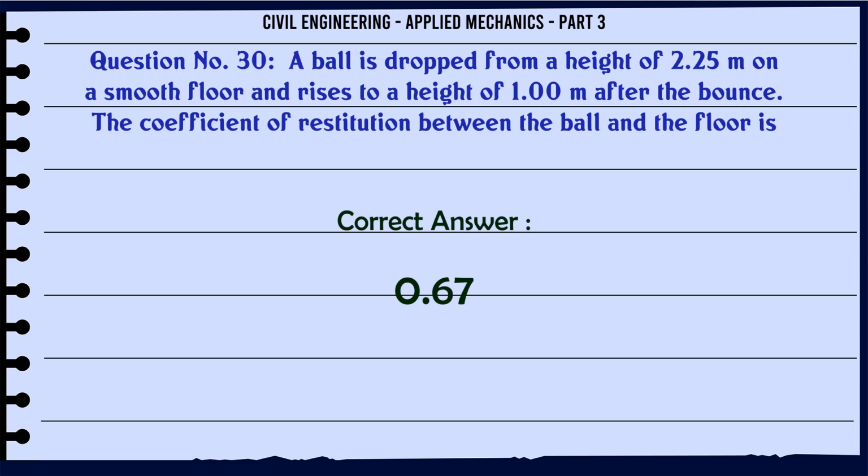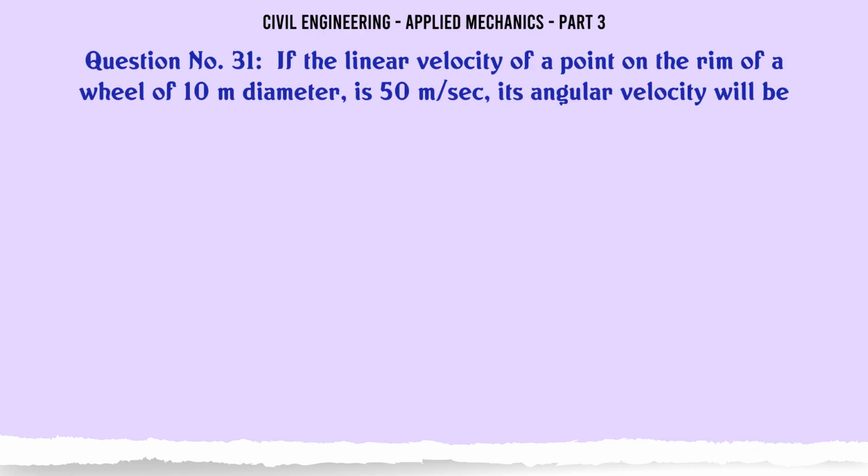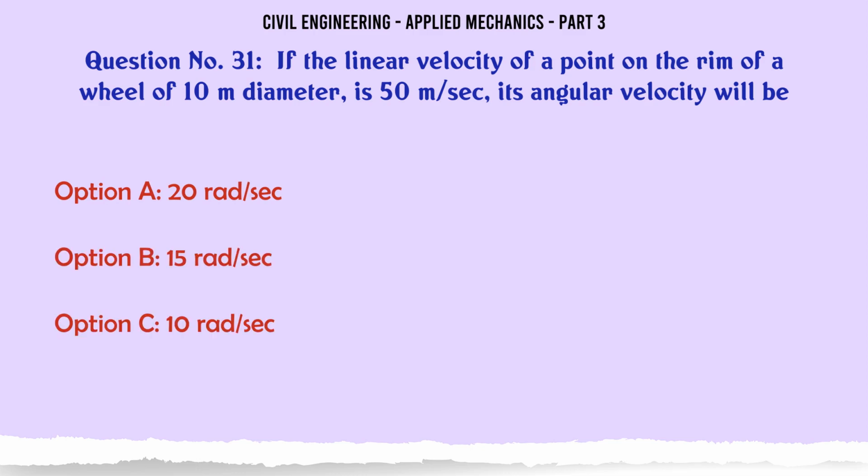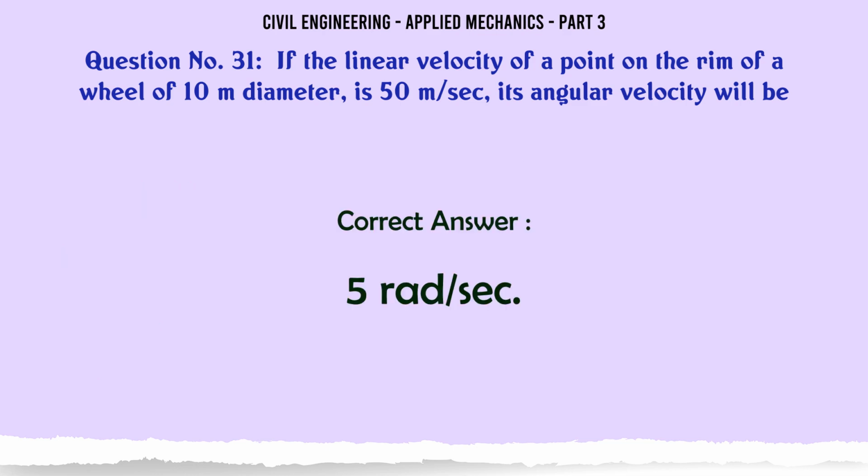0.67. If the linear velocity of a point on the rim of a wheel of 10 m diameter is 50 m/s, its angular velocity will be A 20 rad/s, B 15 rad/s, C 10 rad/s, D 5 rad/s. The correct answer is 5 rad/s.